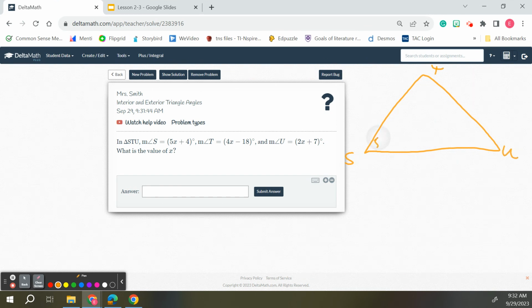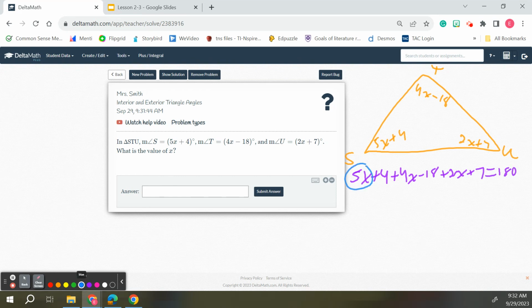I'm going to substitute in 5x plus 4. For the measure of angle T, I have 4x minus 18. And for the measure of angle U, I have 2x plus 7. So I'm still going to just add these up and set them equal to 180 degrees. So this is going to be 5x plus 4 plus 4x minus 18 plus 2x plus 7 equals 180.